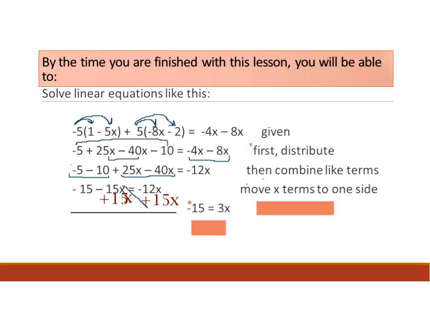Then I have negative 15 equals 3x, because negative 12x plus 15x, you subtract the two numbers and give the answer the sign of the number with the highest absolute value, which is 3x. And then hopefully this is starting to look familiar. Get x by itself, divide both sides by 3, and we get x equals -5.